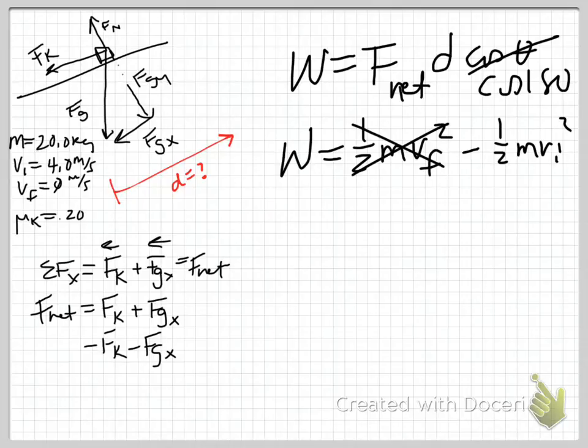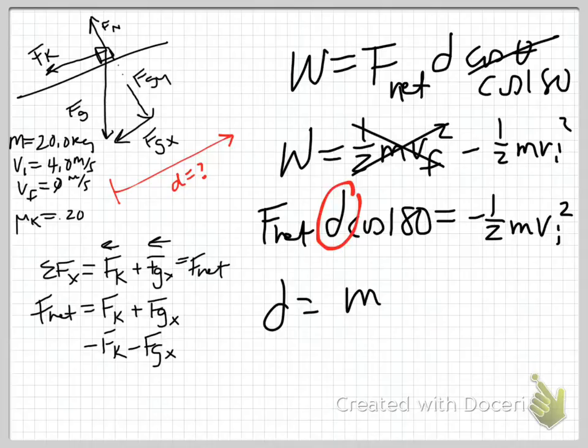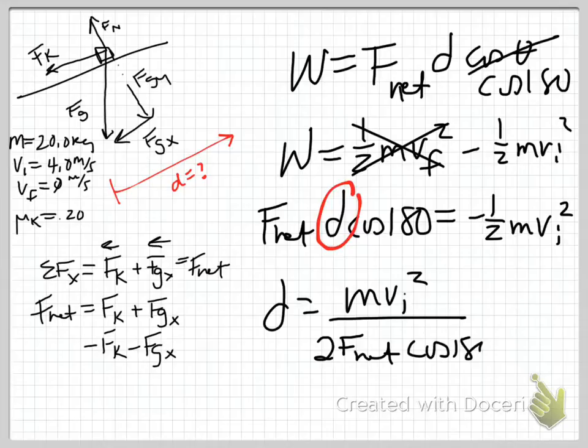Right. Okay. So now what I've got is F net times D times cosine of 180 is equal to negative 1/2 m vi squared. And I'm solving, of course, for distance. So distance equals m vi squared over 2 F net cosine of 180.